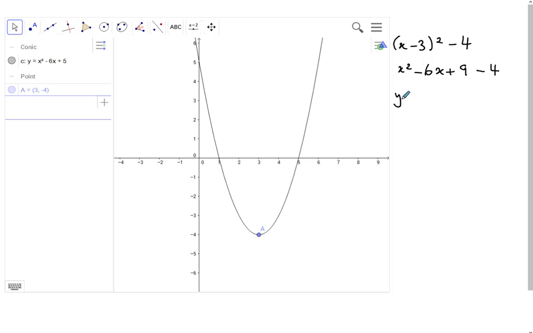So the equation of this graph is y equals x squared minus 6x plus 5, and that actually agrees with that, so we're okay. Yeah, so remember, change the sign of the x, and y will be as is.